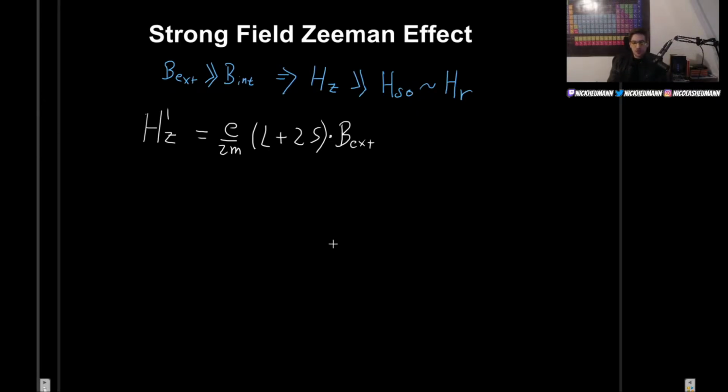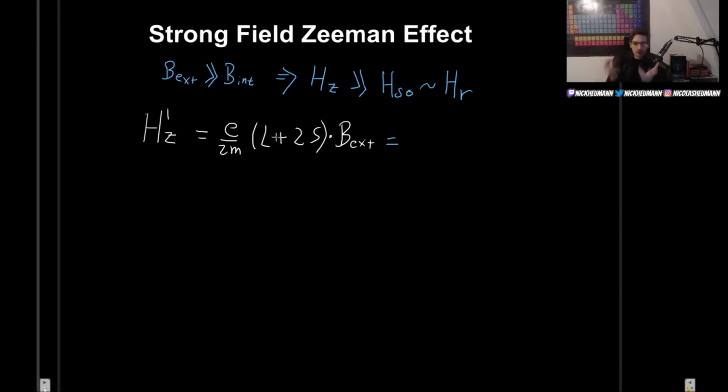All right, so how do we find that energy? Well, we want to find the expectation value of this, right? We want to find its energies. So to do that, let's now take a look at this. Of course, all of these are in vectorial form, so L, S, and B. So let's take a look at the dot product.